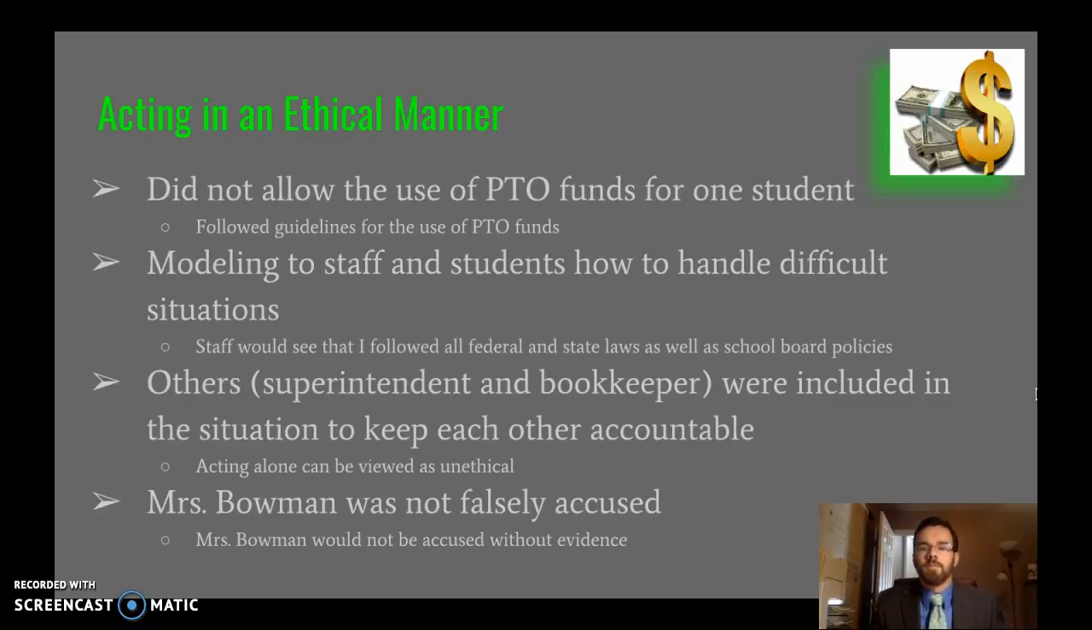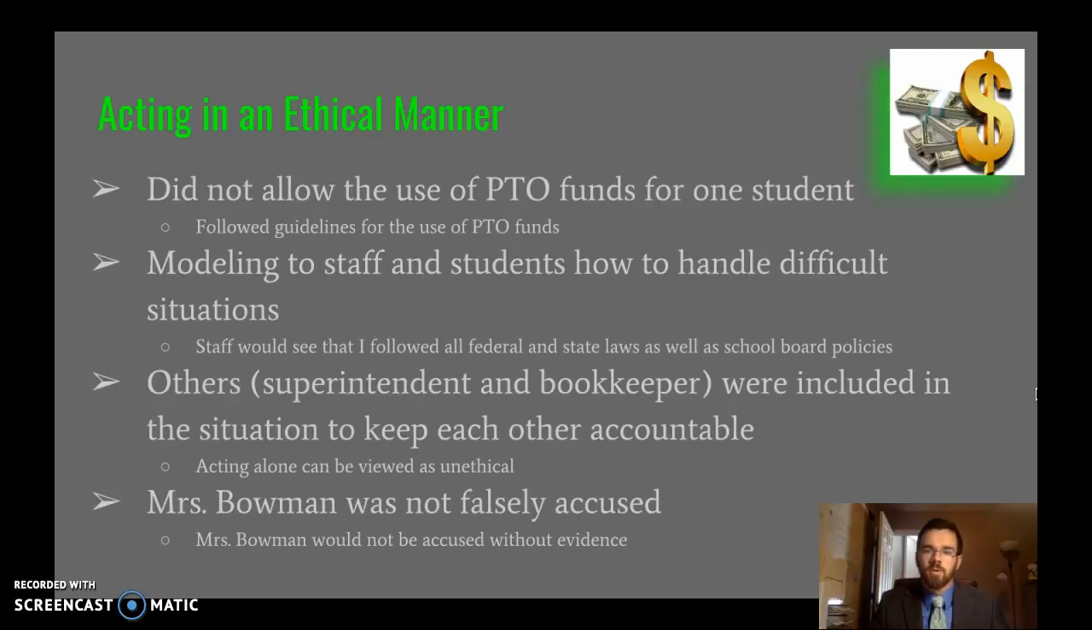And lastly, how did I act ethically? First, I did not allow the use of PTO funds for one student. We learned in this course that that is not okay, so I followed the guidelines for the use of PTO funds. Secondly, modeling to staff and students how to handle difficult situations. This isn't an easy decision, so staff would see that I followed all federal and state laws as well as the school board policies. Others were included in the situation to keep each other accountable.